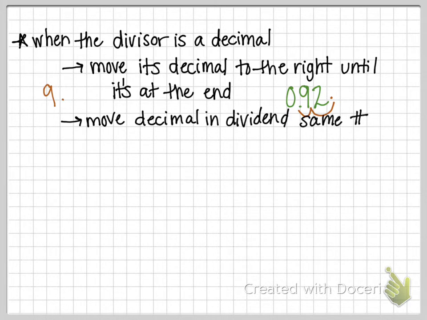Now, here's the key. You also then have to move the decimal in the dividend that same number of places. So like in 0.92, if we moved it 2 places to the right in the divisor, we also have to move the decimal 2 places to the right in the dividend. So the decimal moves the same number of places inside and outside of the long division sign. Okay? So move the decimal in the dividend the same number of places that you moved it to get it out of the divisor.